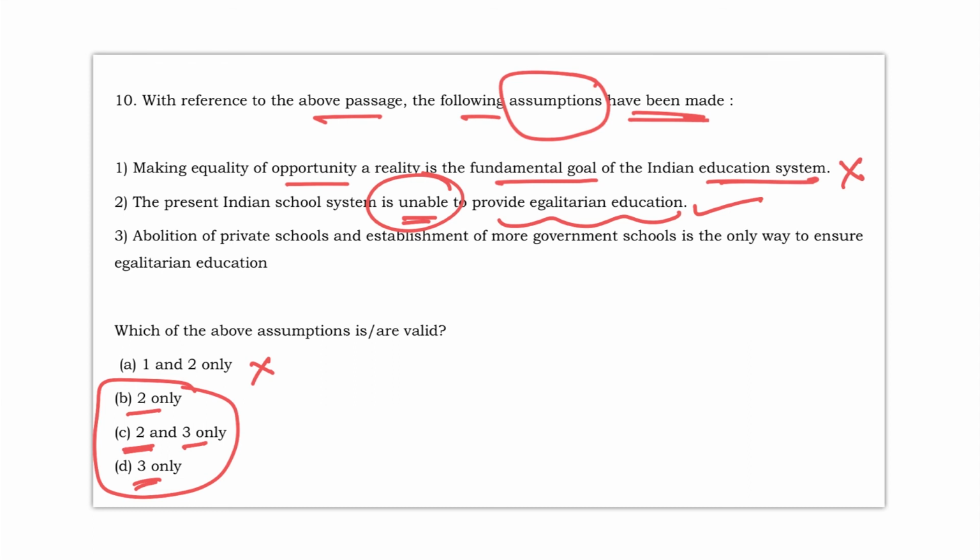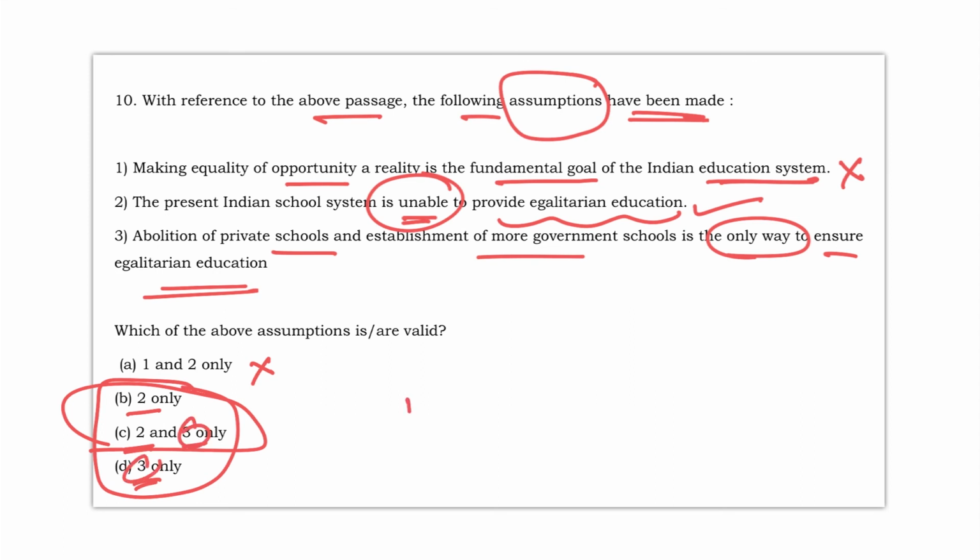Okay, so we'll be checking the third statement as well here. According to this, the right answer might be option B or C here. Abolition of private schools and establishment of government schools is the only way to ensure egalitarian education. No, this is not a possible assumption, my dear friends. Okay, option 3 will be wrong here, hence option B, 2 only, is the right answer here.